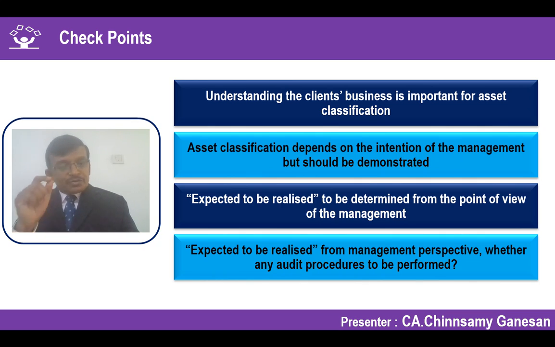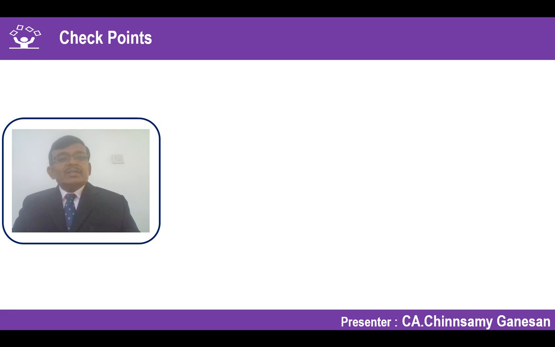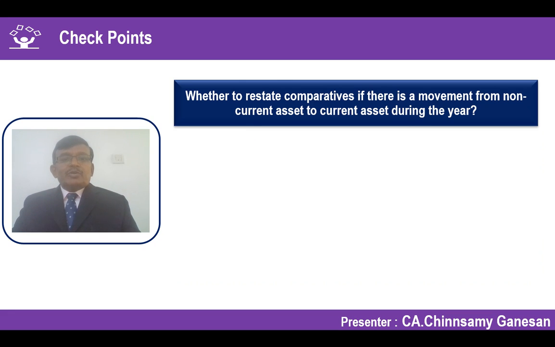So audit procedures should necessarily be applied by the auditor to ensure that whatever management represents has sufficient, appropriate, corroborative audit evidence to conclude that the management judgment or management conclusion is acceptable to the auditors as well. Some more additional checkpoints.